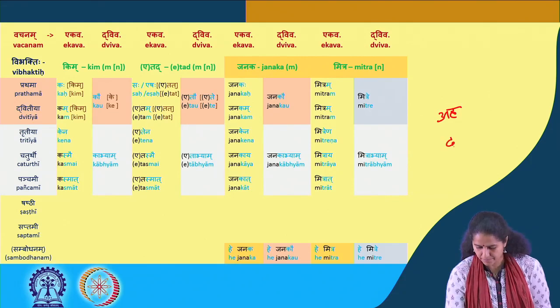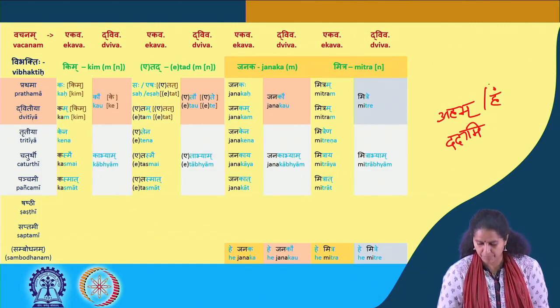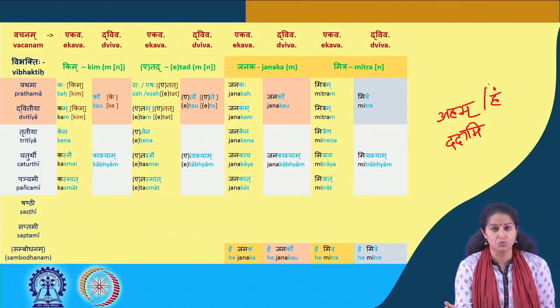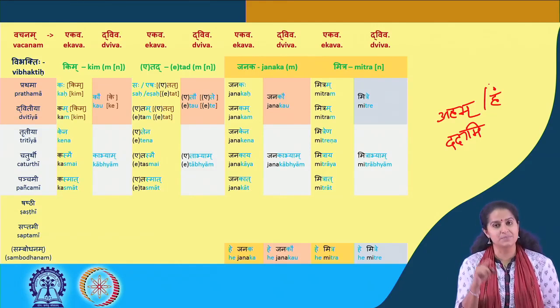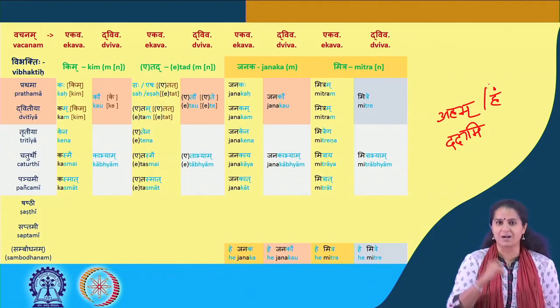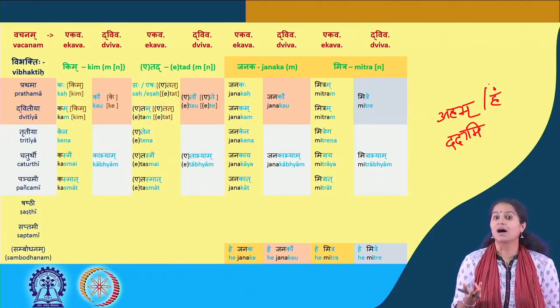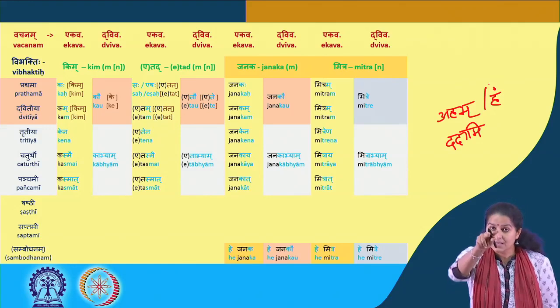Aham dadami. So I haven't put the aham here because you have two options. You can either do this or you can do hum. So which one would you put there? It depends on the next word. So let's make the whole sentence. Aham dadami. Question is, kim dadami? Answer is pustakam dadami. Kabhyam pustakam dadami.